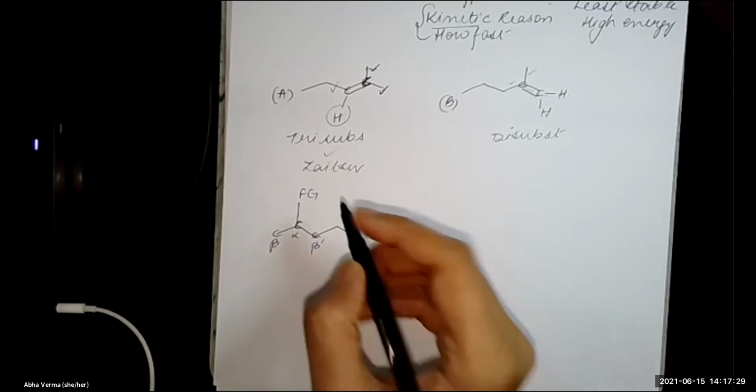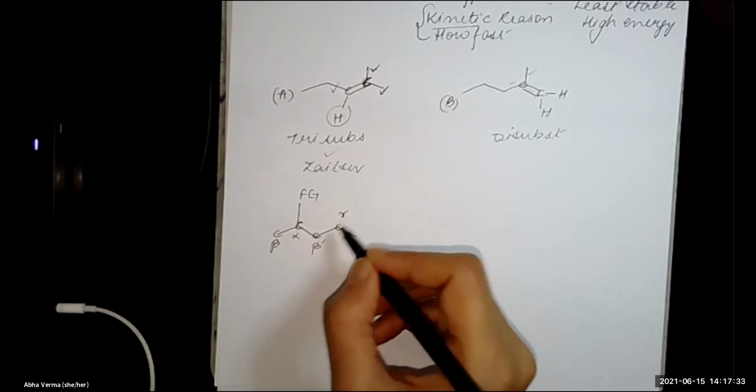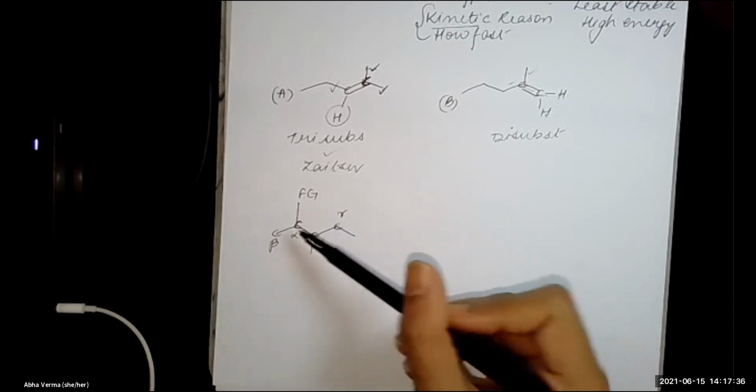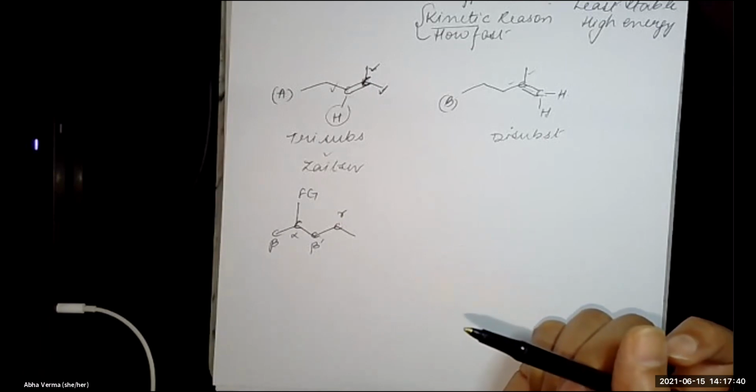So this is your beta carbon, this is your gamma carbon, away from the functional group. So it's just another way of numbering 1, 2, 3 in Greek letters, that's all.